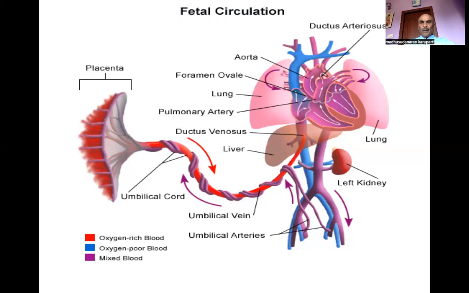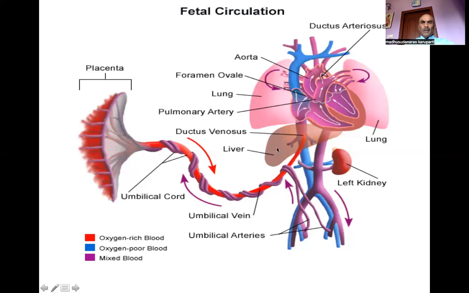So this deoxygenated blood, or poorly oxygenated blood, the mixed blood, enters the descending aorta, and the abdomen and the lower extremities receive this mixed blood from the descending aorta. Ultimately, it is pumped to the placenta via the umbilical arteries, which arise from the internal iliac arteries.